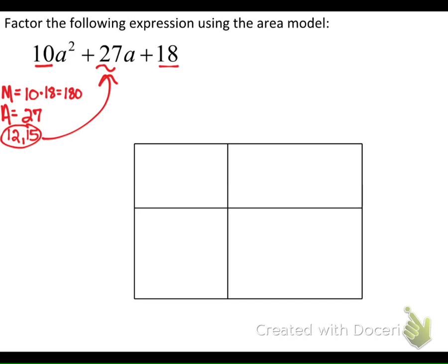So, after I find my MA, I go ahead and I plug my areas in for each rectangle. So, the area of my first rectangle is what? What goes here? 10a squared. Now, my top right rectangle, remember I said it's this 27a that I found my MA for, the 12 and 15. So I'm going to put my 12 there because it's smaller.